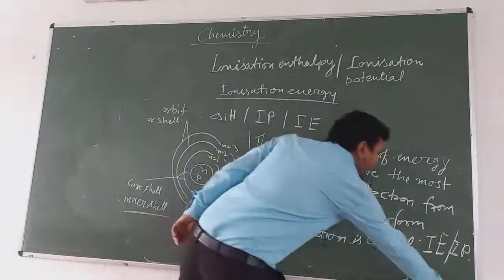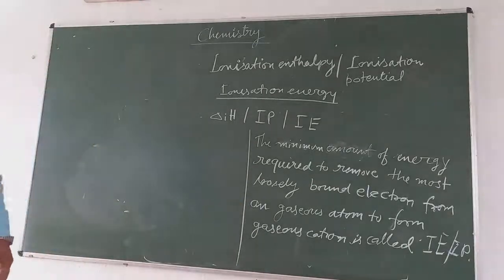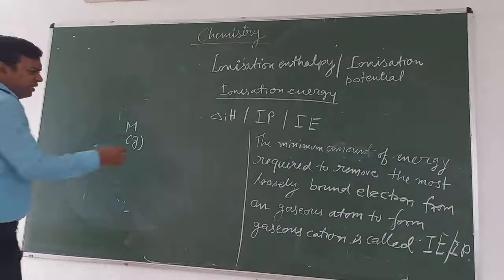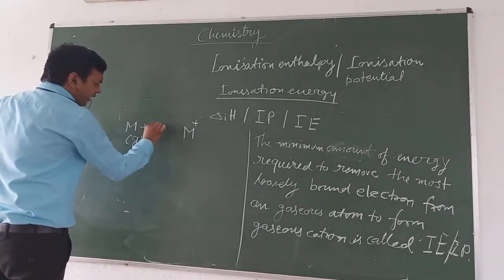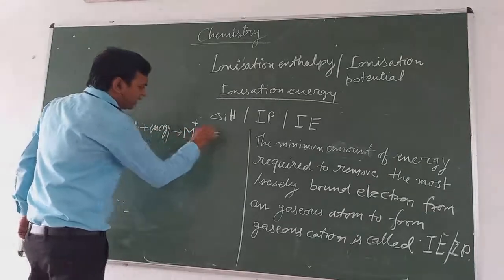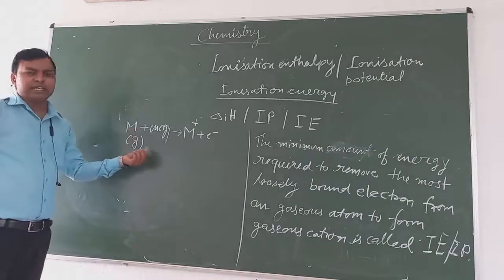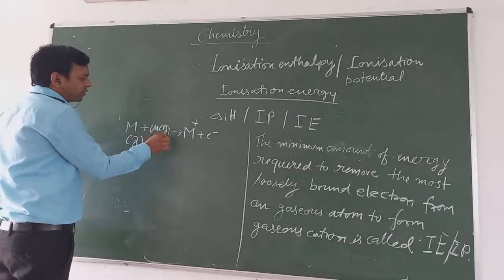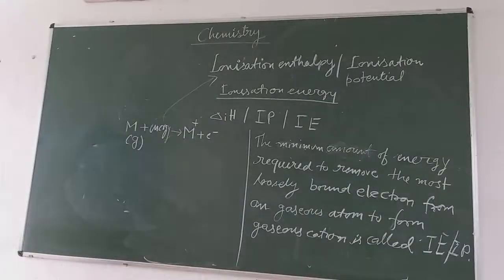Here in this case, suppose that M in the gaseous state is converted into a gaseous cation plus an electron, and it needs energy. A gaseous atom converted into a gaseous cation needs some energy, and that energy is known as ionization enthalpy or ionization potential.